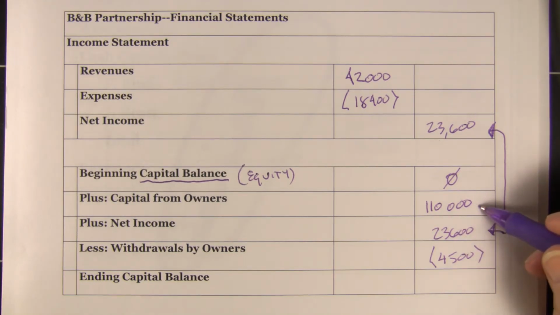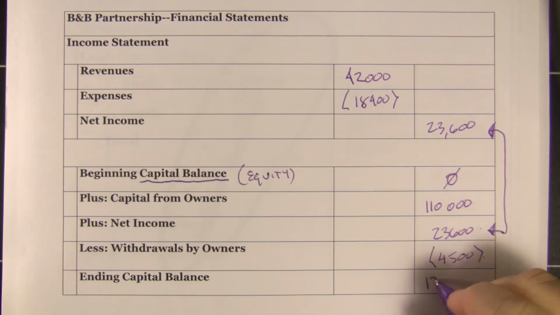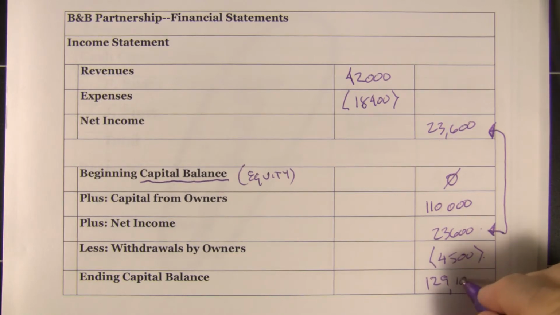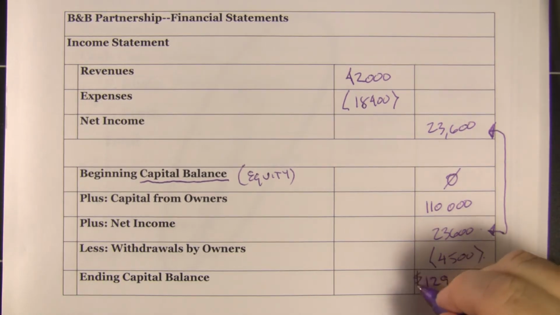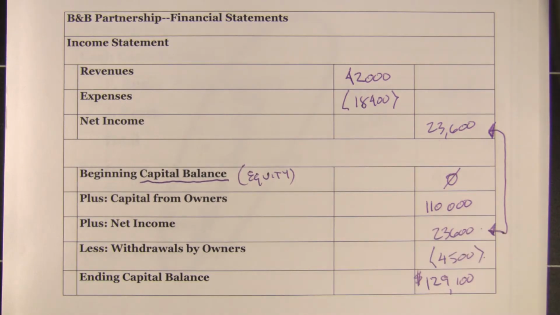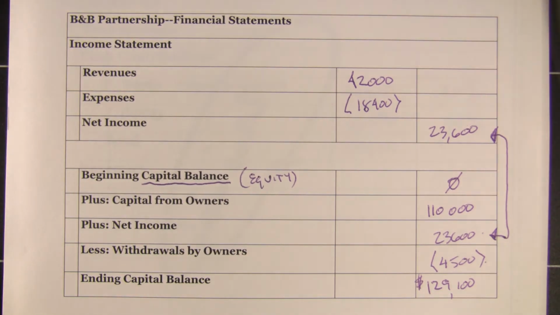So what we started with plus what we earned minus what our partners took, our ending balance is $129,100. If this were a corporation, that would be the ending shareholder equity. This is a partnership. So it's not shareholder equity, it's partner capital balance. Okay?